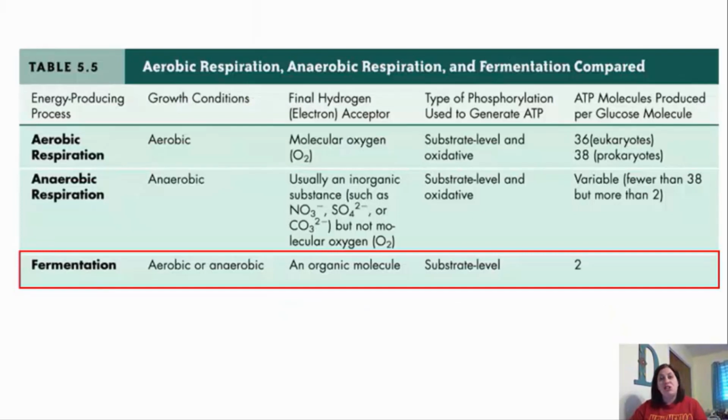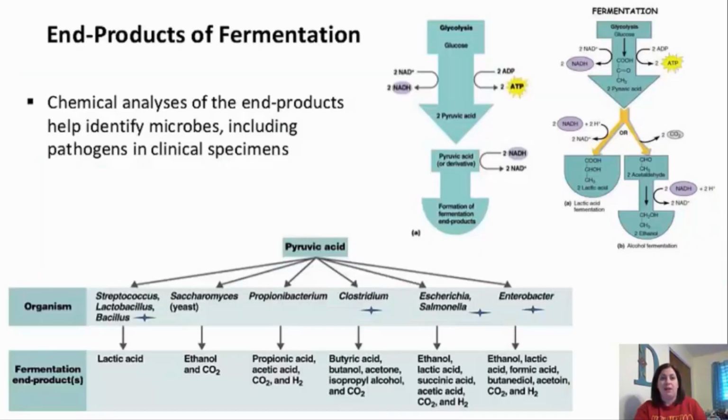So with fermentation, it is only substrate level phosphorylation, and we see that it only is going to create 2 ATP. So the end products of fermentation, if we do a chemical analysis of the end products, this can help us identify the microbes. This can also help us identify pathogens in a clinical specimen, depending on what is present.